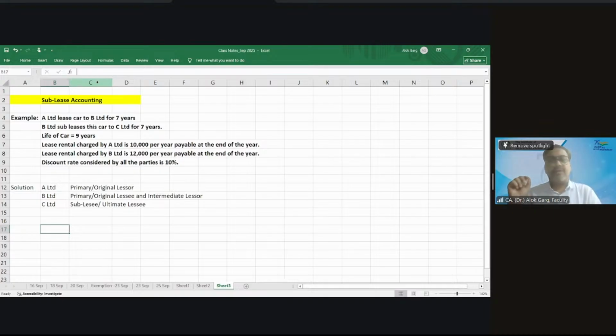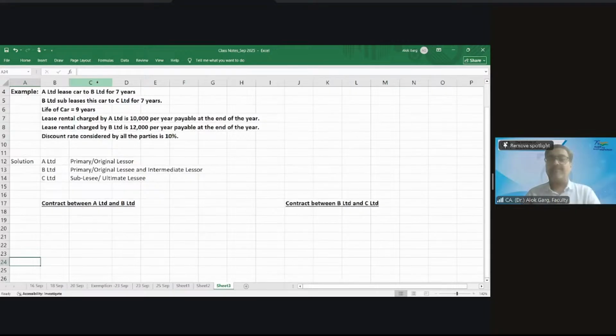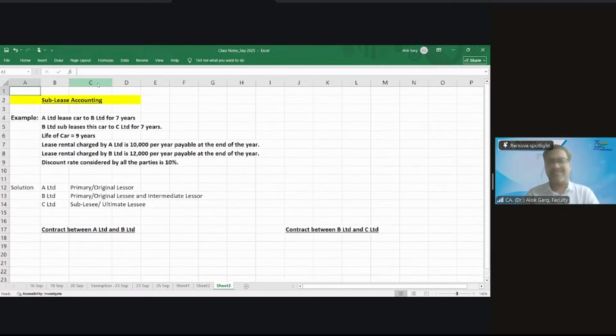A Limited leases a car to B Limited for 7 years. B Limited subleases this car to C Limited for 7 years. So there is an original contract. There are two contracts here. The contract between A Limited and B Limited, and the second contract is the contract between B and C Limited. So in case of sublease accounting, you have to do the accounting for two contracts.